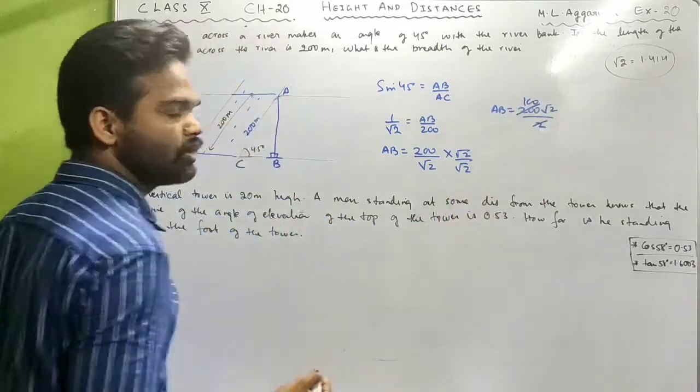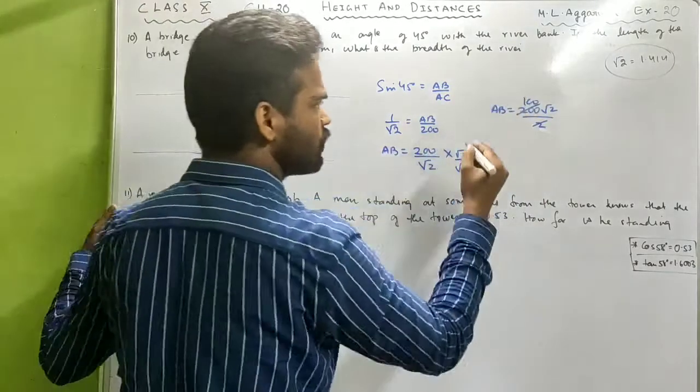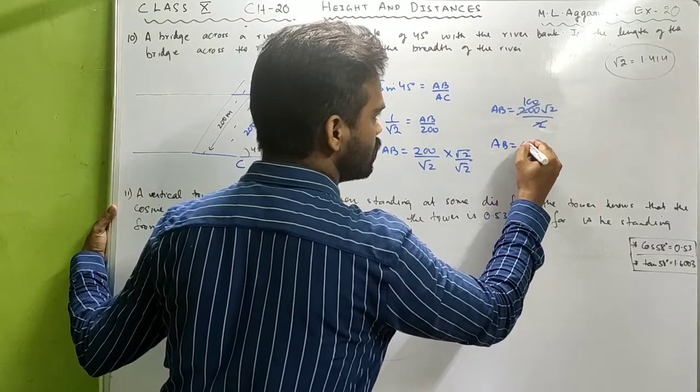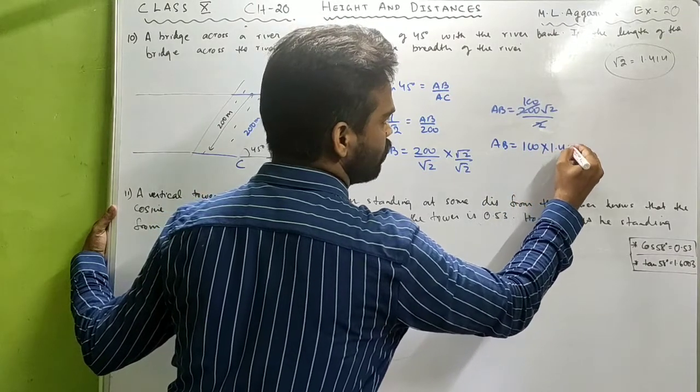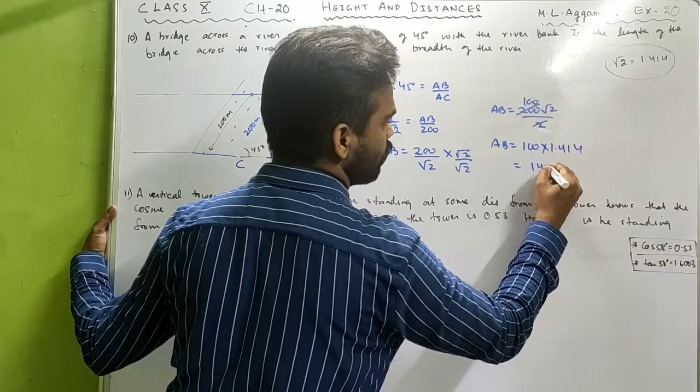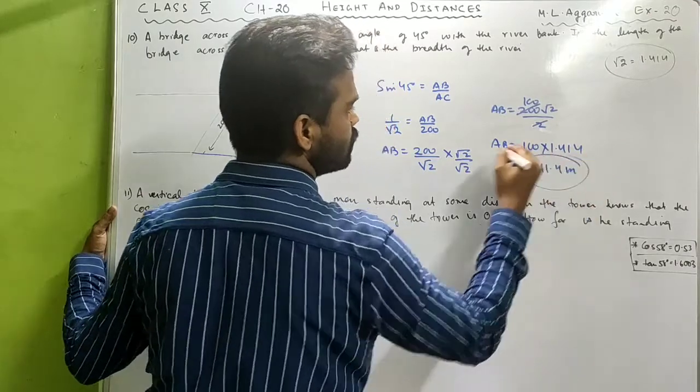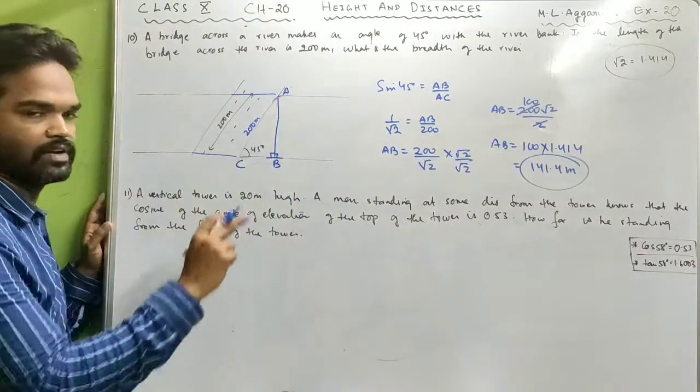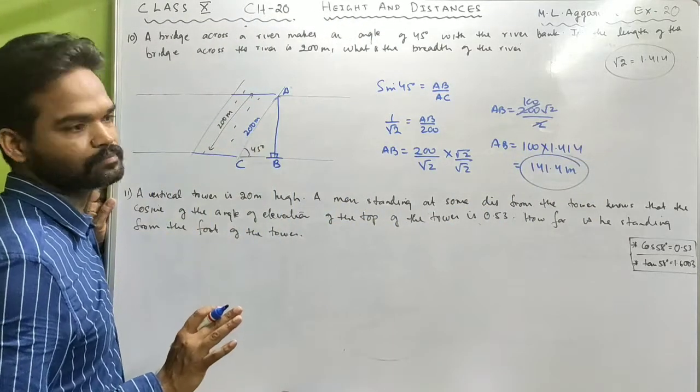That's 100 root 2. And root 2, we know the value. Root 2 is 1.414, which means this is 141.4 meters, which means the width of the river is 141.4 meters.